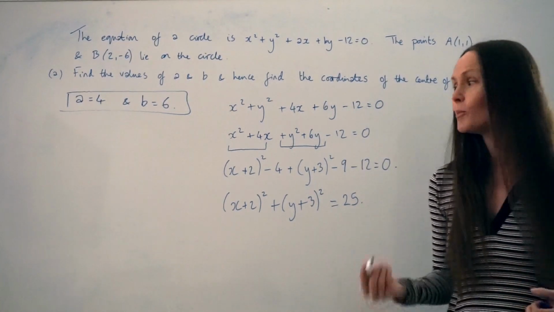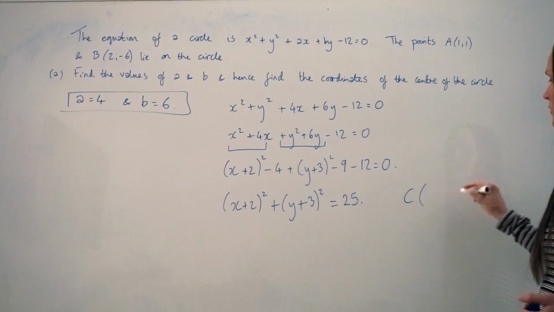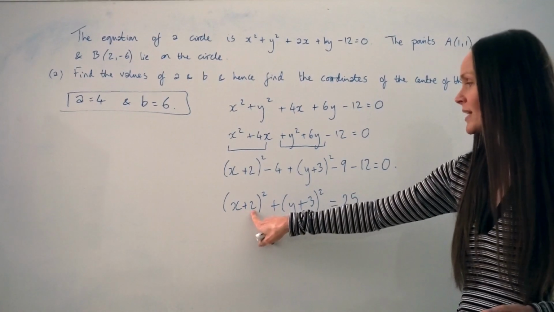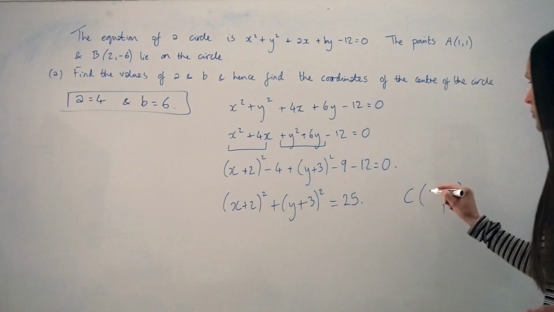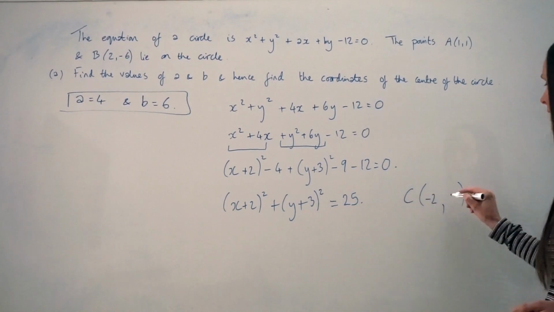Now this is useful because we can now spot the center of the circle. Okay, the center of the circle, the x coordinate is this number here, but the opposite sign, so negative 2. And the y coordinate is this number here, but the opposite sign, so negative 3.